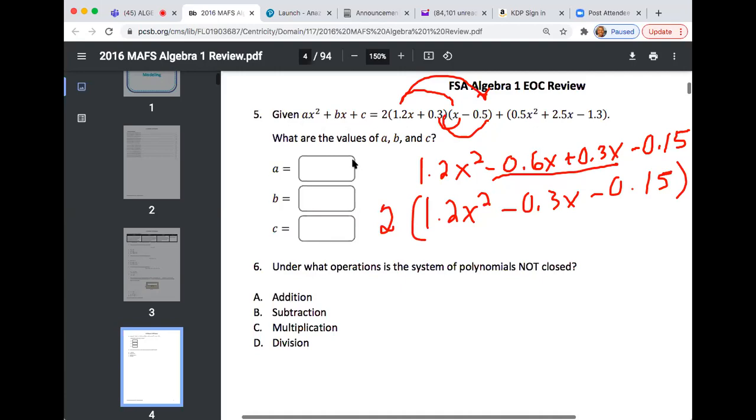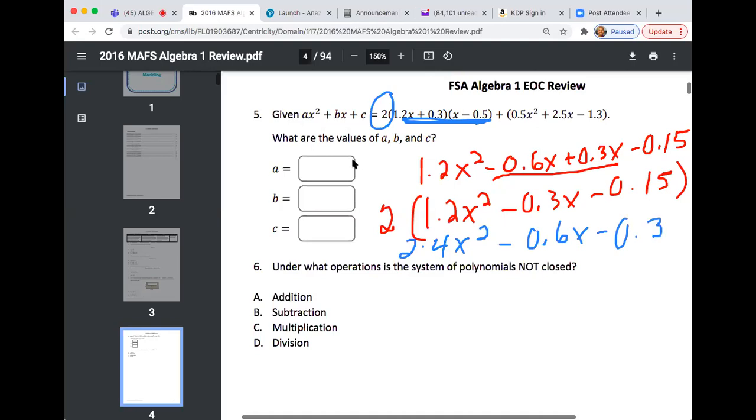So what did I just do? Let's recap, guys. I multiplied these two together right there. Now you see that 2 that was in front of it? So now I'm going to distribute it. When I distribute it, I get 2.4x squared minus 0.6x minus 0.3.